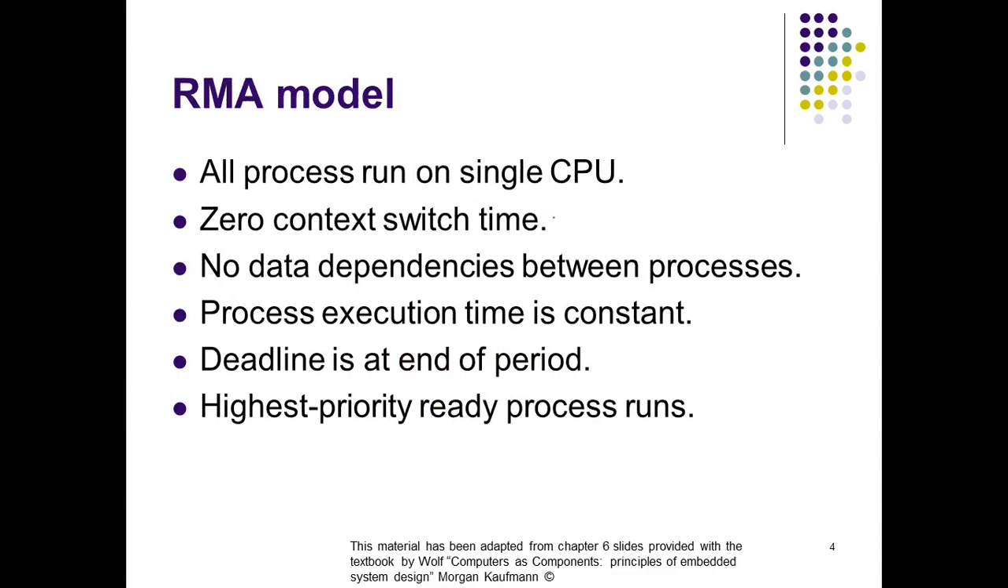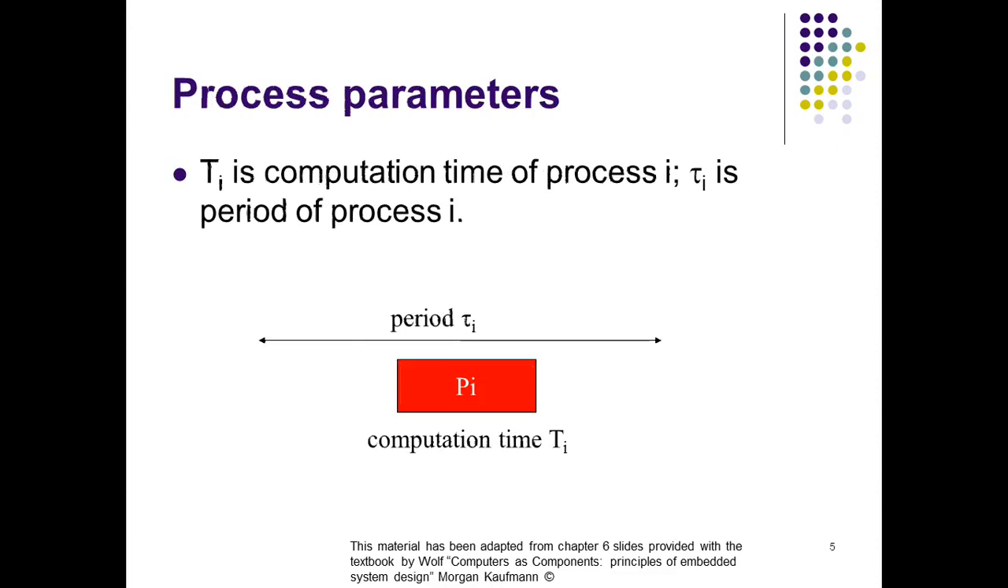But of course, if you're nearing 100% in your predictions, then once you throw in some context switch time, it's not going to hit. We have no data dependencies between processes, so there's no ordering. You don't have to finish process 1 before you can start process 2. That just makes the analysis much easier. But this is actually quite a big assumption. The execution time is constant, so we have the idea. Well, actually, the next three I'll explain on the diagram.